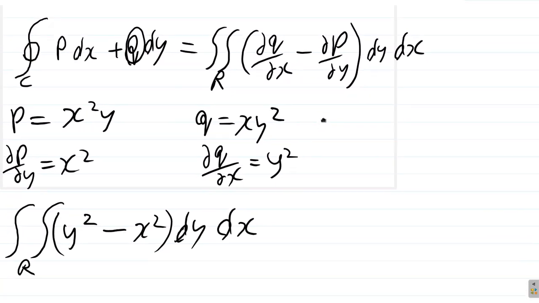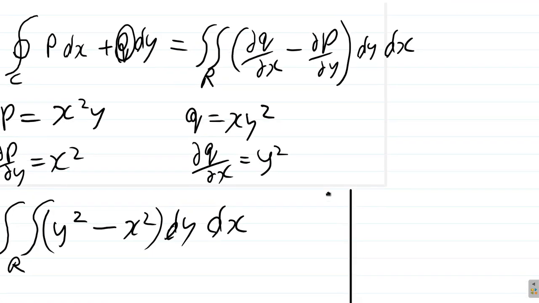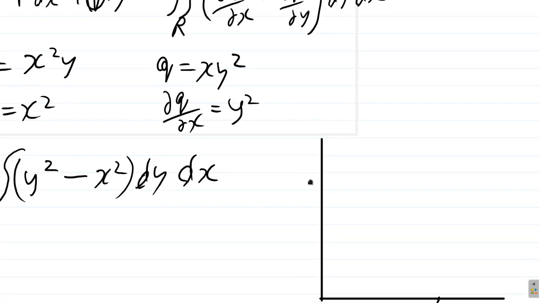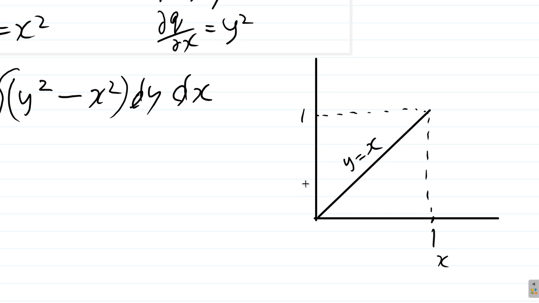Anyway, what are the boundaries? Let's get an x and y axis. It says x is between 0 and 1, so along the x axis, you go from 0 to, say, this is 1. Y is between 0 and x. So what that means is that this line is really y equals x.